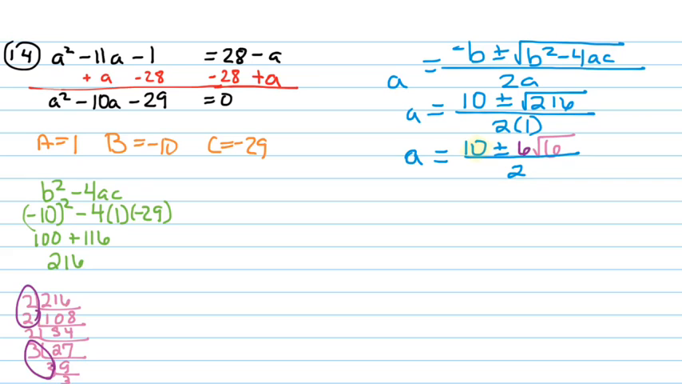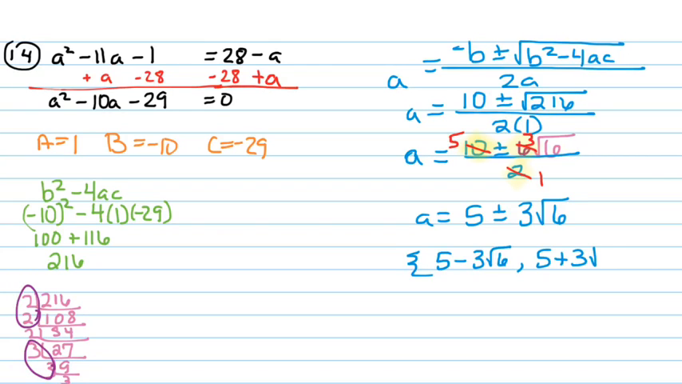So looking at the 3 places I can simplify with, all of those are divisible by 2. Give me a 1, 3, and a 5. So my answer is a is equal to 5 plus or minus 3 square roots of 6. So if I was to write it out in set form, 5 minus 3 square roots of 6, and 5 plus 3 square roots of 6. That's the last of the quadratic formula problems.